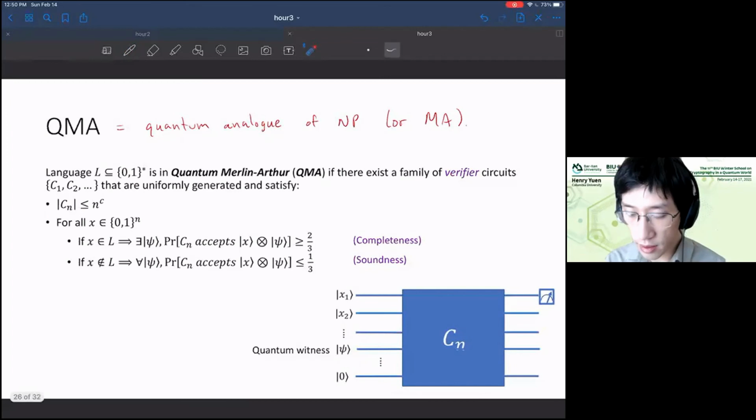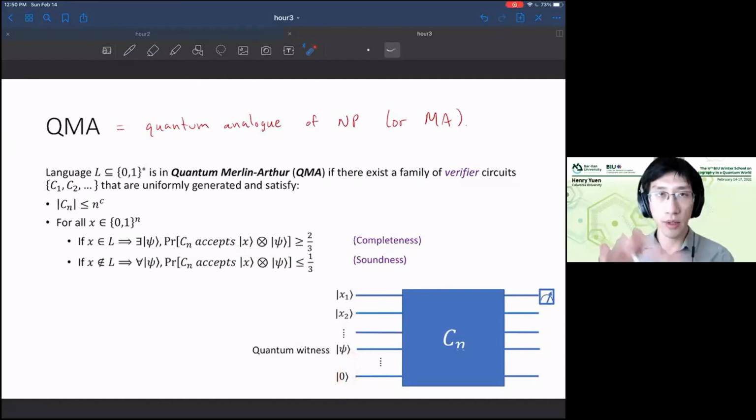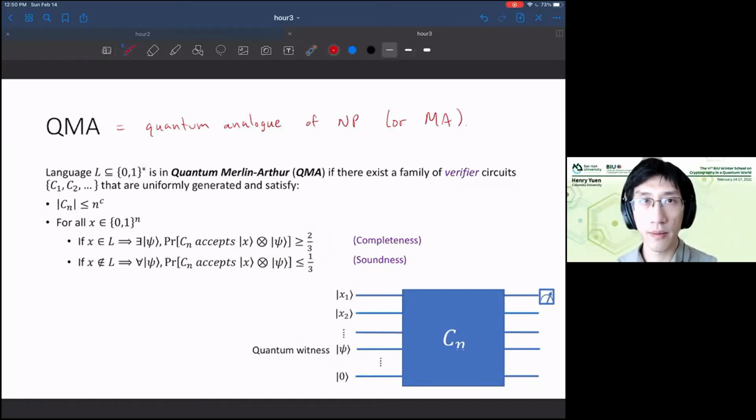So if X is in L, then there exists some quantum state psi, some quantum proof, where the circuit will accept (X, psi), with some of the qubits, the ancilla qubits, set to 0, with probability at least 2/3. If X is not in L, then no matter what quantum witness psi you plug in, it will accept with probability at most 1/3. So it's a very natural analog of NP. There's some probability of error, but again, we can reduce the error to exponentially small.